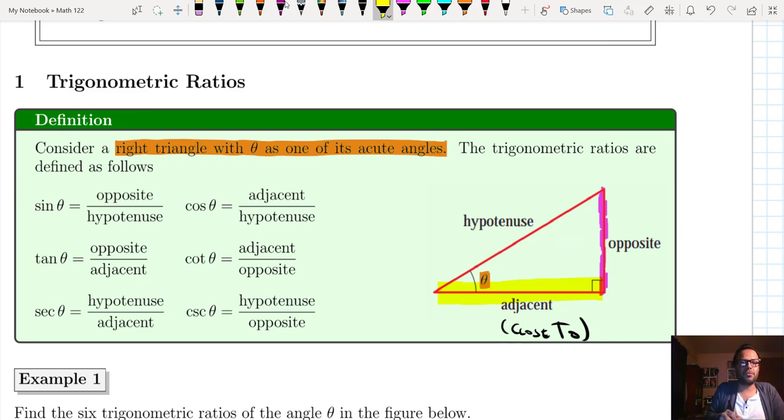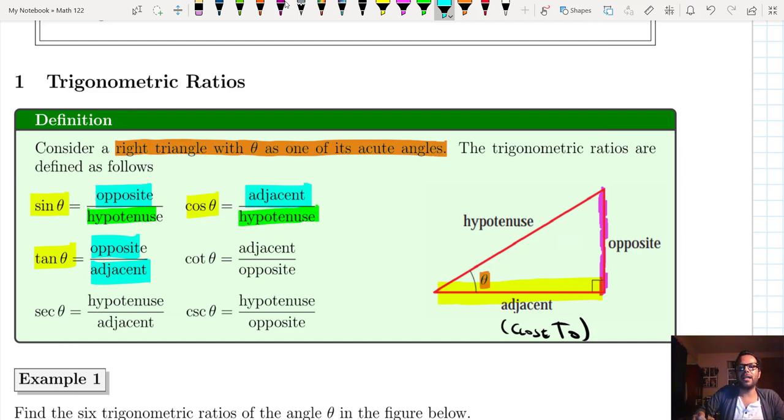the trigonometric functions. Let's start with the first one, sine, which is opposite over hypotenuse. On the other hand, cosine is adjacent over hypotenuse. Tangent is defined as the opposite side over the adjacent side.